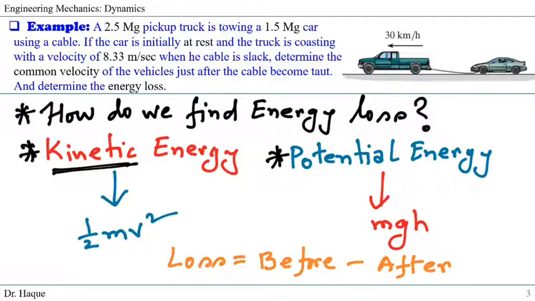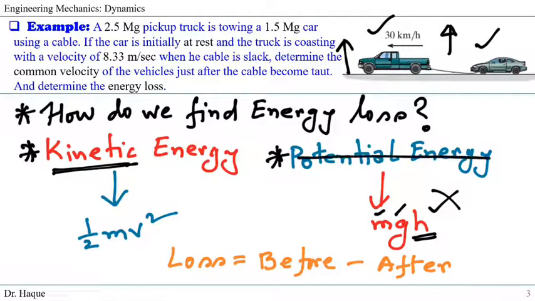No, because if we check our potential energy equation, mgh, we have mg, 9.81, but h, height. The car is not moving upward. It's not changing its y direction position. So h would always be 0, and so there is no potential energy. So we can cancel out the potential energy, and we figured out that we have to only deal with the kinetic energy part for this problem.